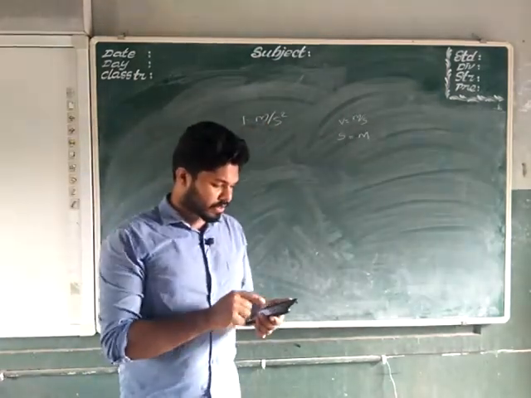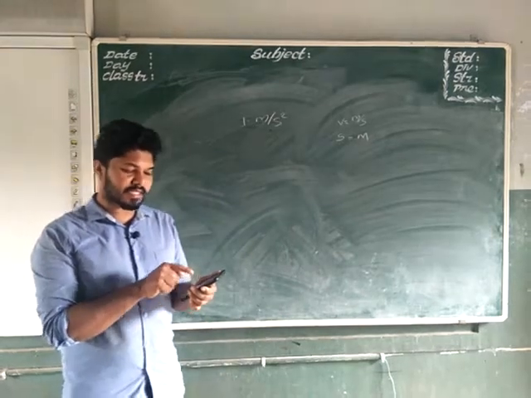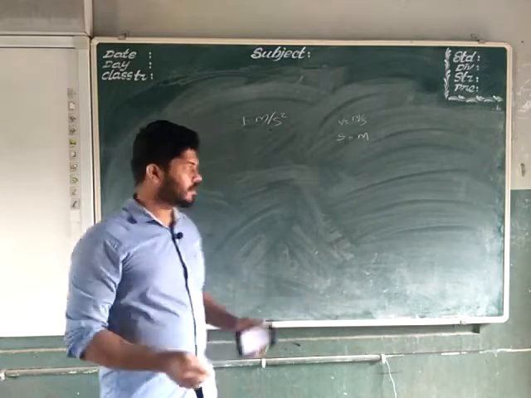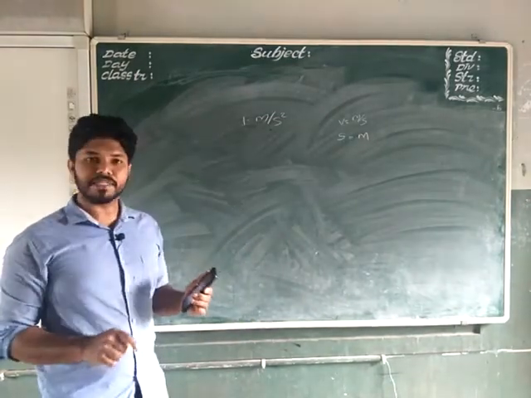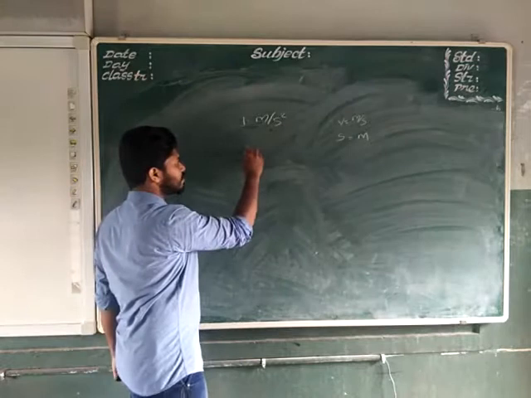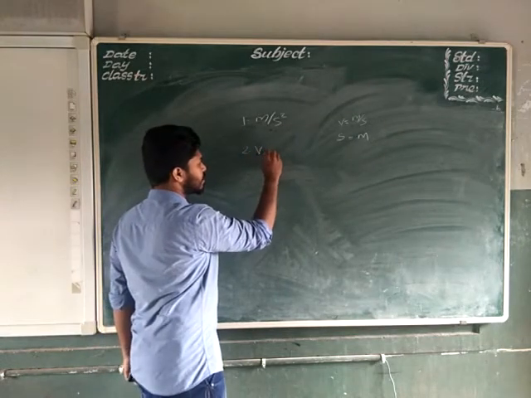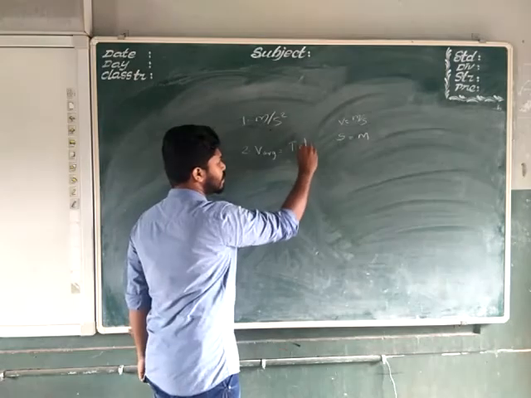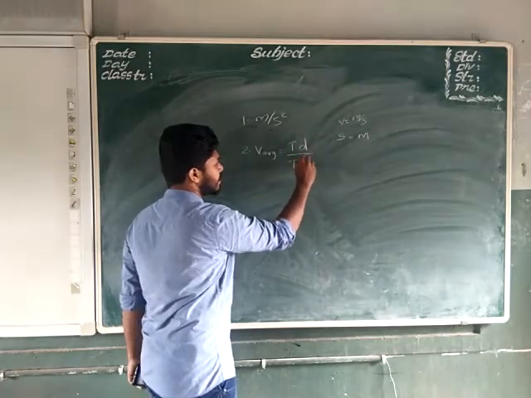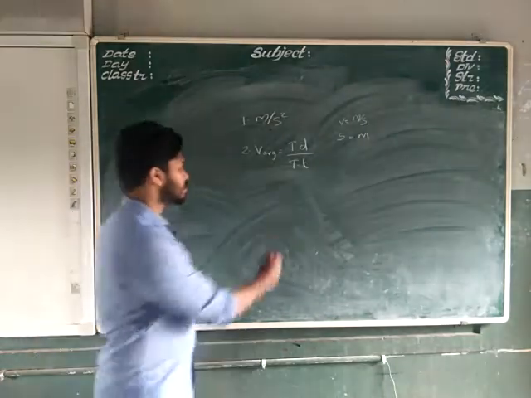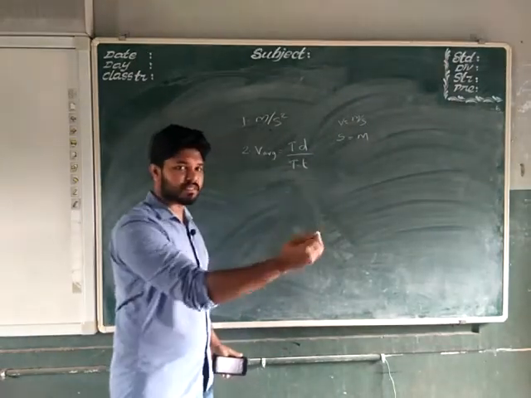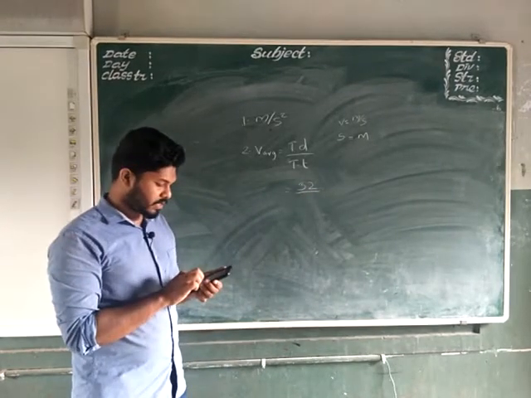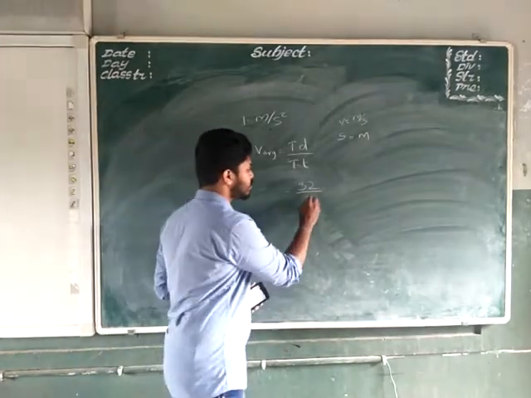Now the next question. If an object travels 16 meter in 4 seconds and then another 16 meter in 2 seconds, what is the average speed? So the equation for average speed is V average equal to total distance traveled by the object divided by total time taken. Here the total distance is 16 plus 16, that is 32, divided by the time taken, 4 plus 2, which is 6.